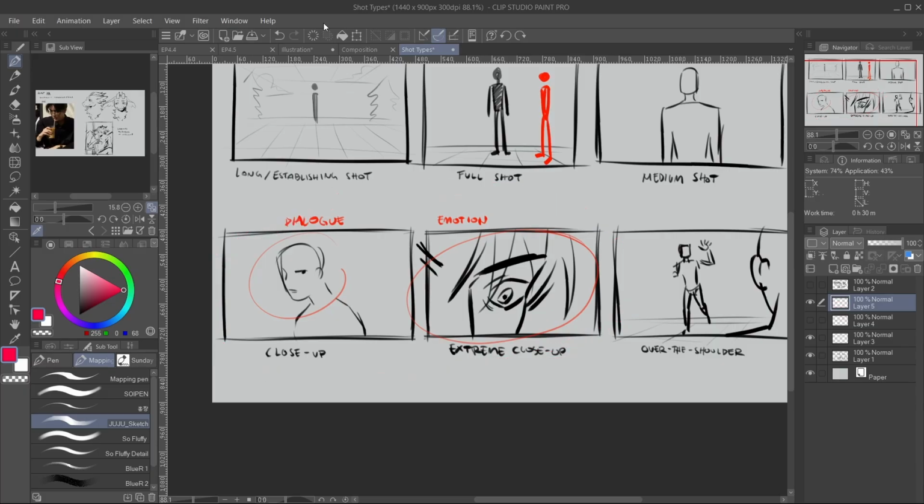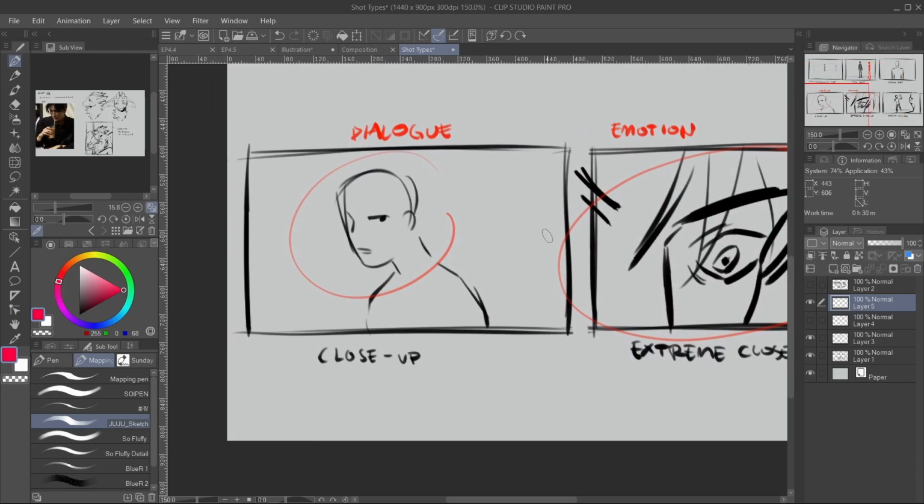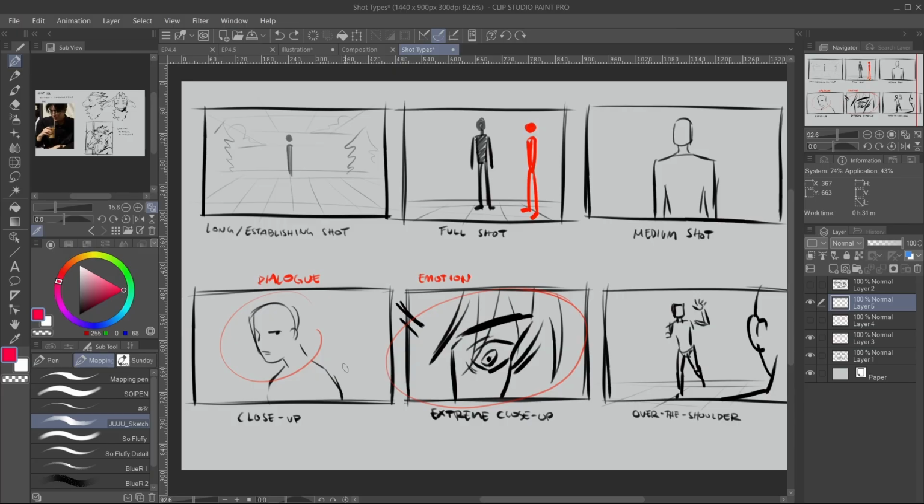But close-ups are very good for showing us the character. A bit more emphasis on emotion, but it's still more like dialogue. Full shots have an emphasis on action and movement. Medium shots have an emphasis on some action, but mostly dialogue. And then close-ups are mainly emotion-based, seeing the emotions on the character's face. They also have an emphasis on dialogue.